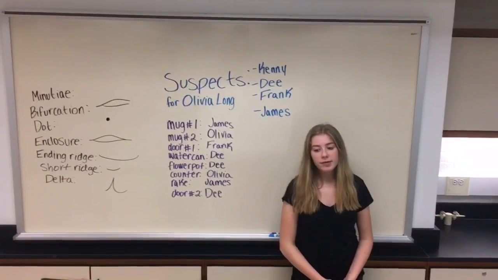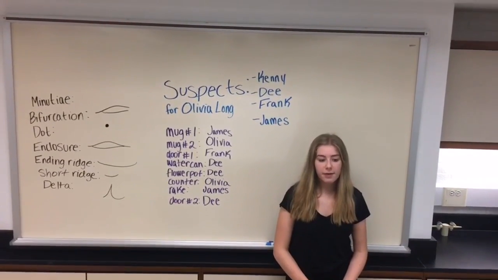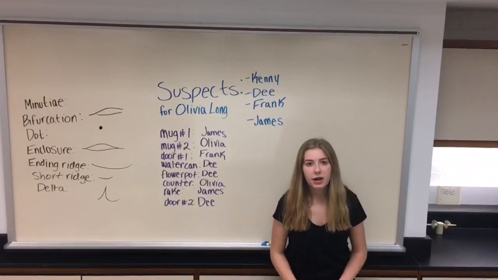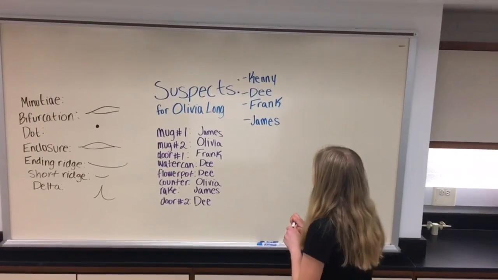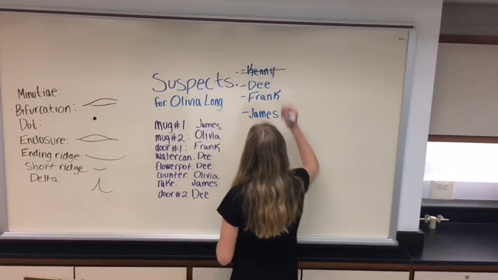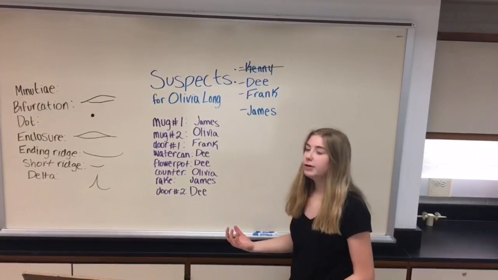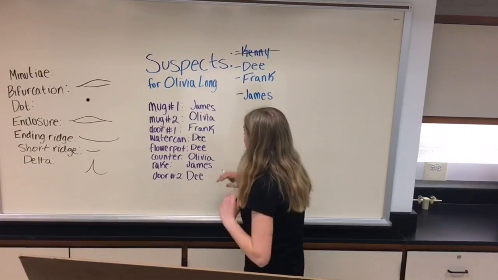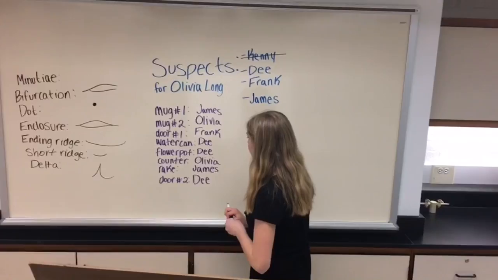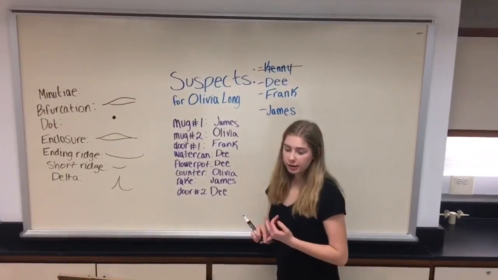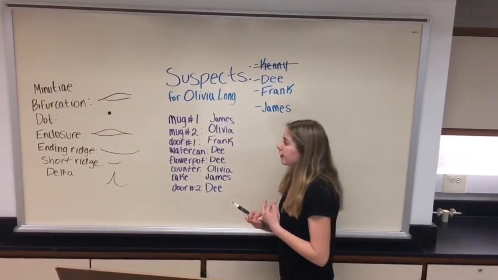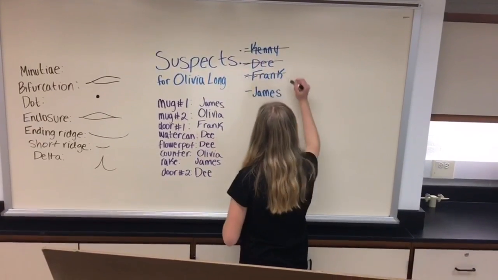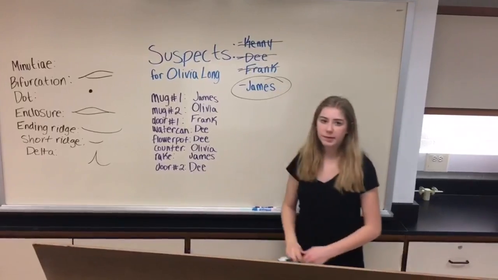It was a loop that opens up to the left with a delta. And finally, on door number 2, it was Dee's right index finger with a plain arch. So with this information, we are able to cancel out Kenny because his fingerprints were nowhere to be seen. We can cancel out Dee and Frank because their fingerprints were only on the gardening tools and on the door when they were putting away the supplies. So that leaves us left with James.